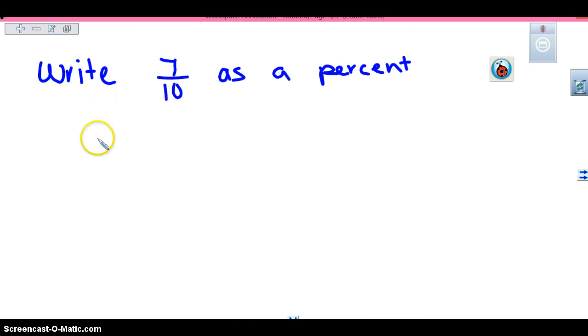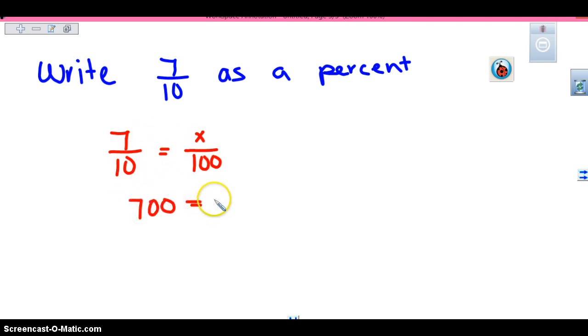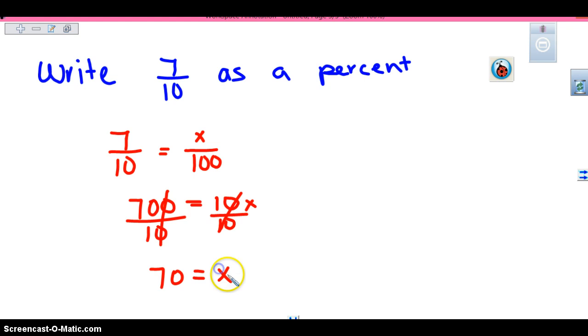If we have to write 7/10 as a percent, well, we know that the denominator has to equal 100, right? So if it has to equal 100, then we're looking for the percent. So I've set up a proportion. We could say 7 times 100 is 700. I'm cross multiplying, and that's equal to 10 times x. So we divide by 10, 70 is equal to x. That means that 70 will be my percent.